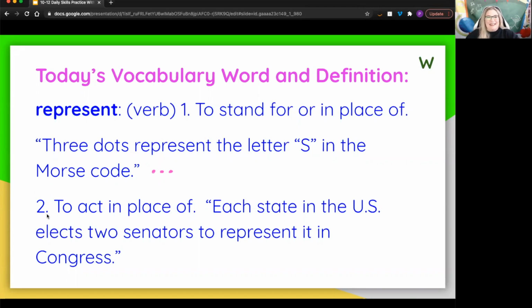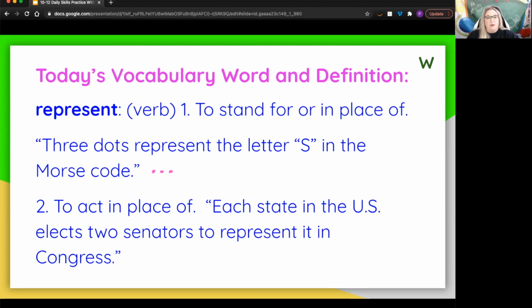All right, your second definition of represent means to act in place of. So if you're acting in place of someone else, you are standing up for them. So, for example, in this sentence, we have each state in the US elects two senators to represent it in Congress. So those people are representing, they're standing in place of all of the people in each state. So we can't possibly have everybody in each state going to Congress and saying, hey, this is what we like. So we send people who will represent or stand in place of us to say what we like and have our needs or our concerns heard by Congress.